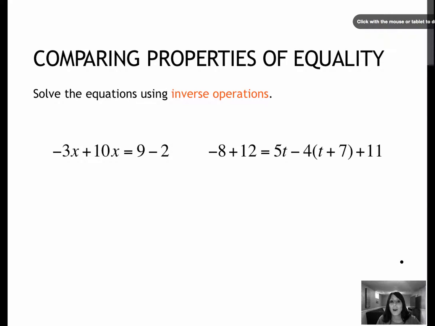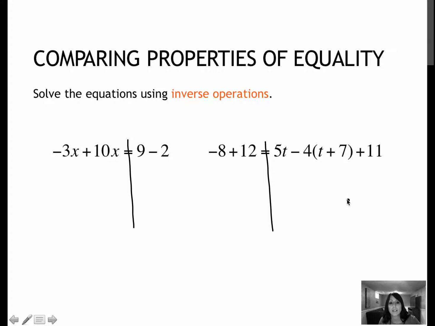I wanted to do a few more difficult questions with you as well. So here we're again going to draw our wall every time, and I want to do some simplification on each side. So here I'm going to say negative 3x plus 10x will combine together because they're on the same side of the equal sign to 7x. And on the right side, 9 and minus 2 are also like terms, and they will combine to positive 7. So now I have 7x equals 7.